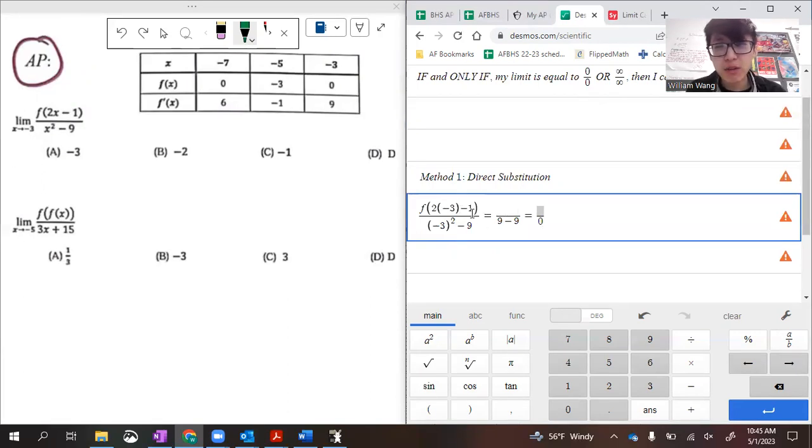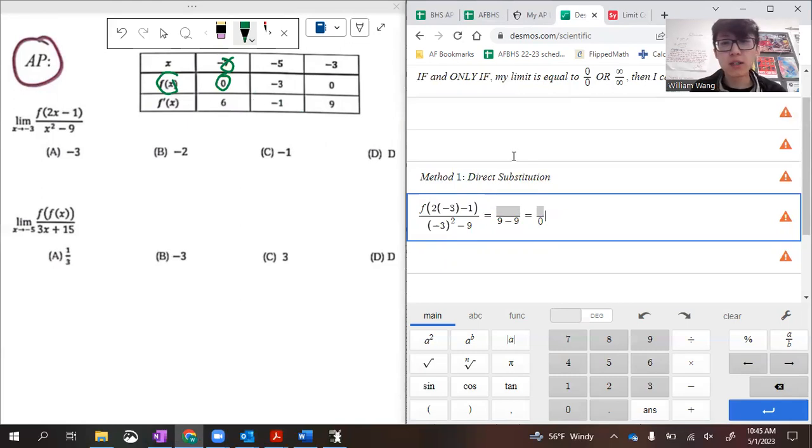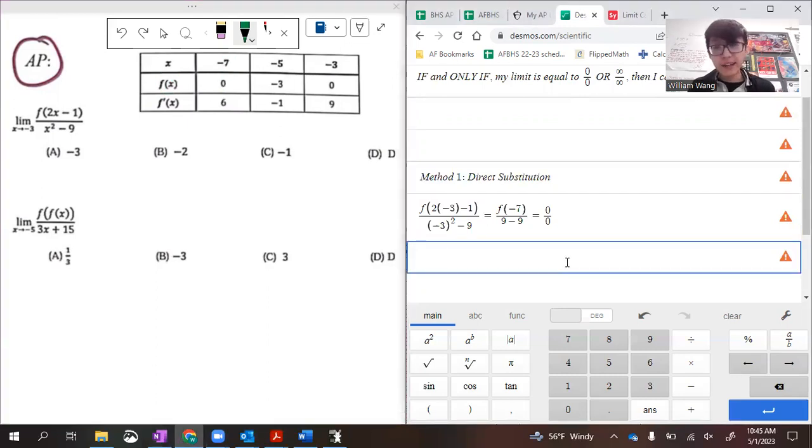Let's look at the top. f of 2 times -3 minus 1 is f of -7, right? And if I go to my table, f of -7 is 0. So it's 0 over 0, which means I can use L'Hopital's rule.